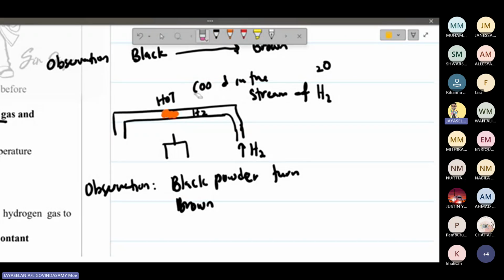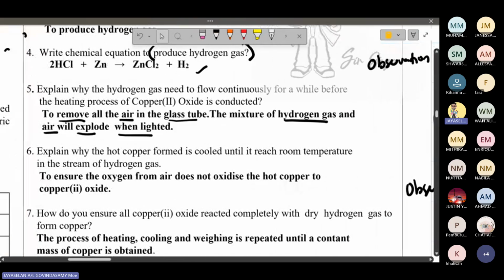Kalau you tak sejukkan dalam aliran udara hidrogen, what will happen? Oksigen daripada luar masuk. So the oxygen will react with what? This is copper, right? It will react with copper and it will form copper 2 oxide. Dia akan terus tukar warna hitam balik. Okay, any question? Any question?